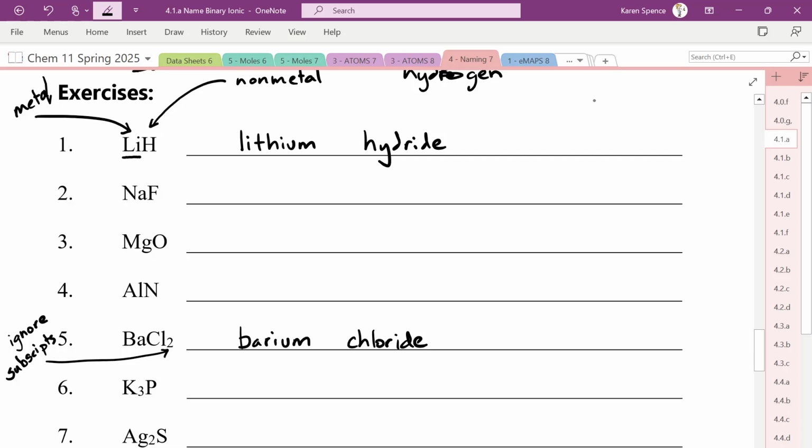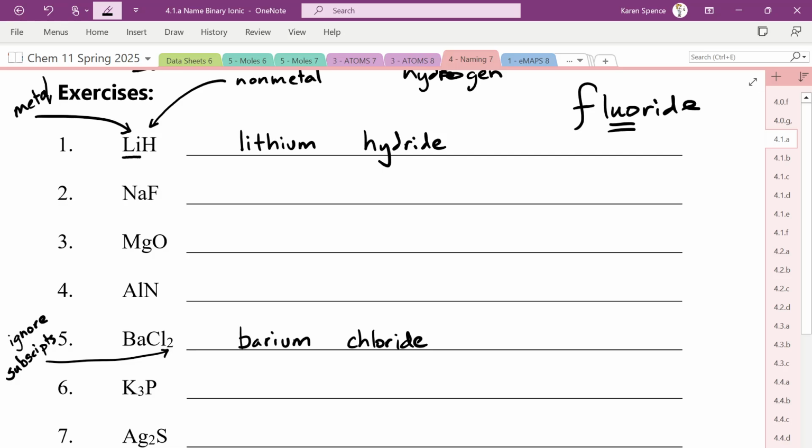And the only other one I want you to watch out for is fluoride. U-O, not O-U. I will take off a half a mark for spelling. Okay, because it is literally in front of you on the periodic table. Yes?